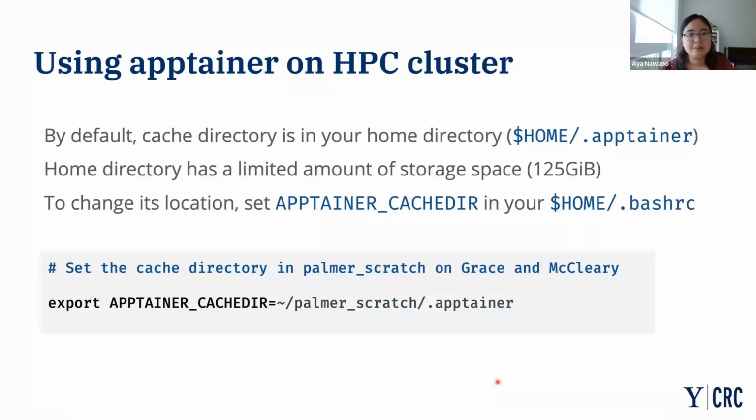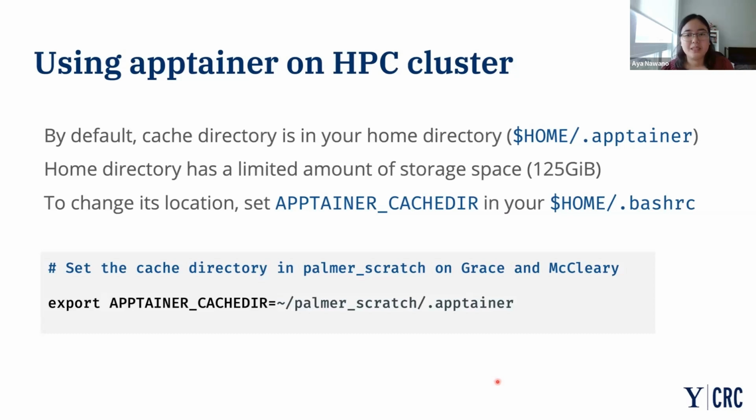When using Apptainer, the cache directory for building images is stored in your home directory by default. These cache files can take up a lot of space since the home directory has a limited storage quota of 125 GB. To prevent this, you can change the cache directory location by setting the APPTAINER_CACHEDIR environment variable. The best place to do this is in your .bashrc file in your home space, so that the setting is automatically applied every time you log in.